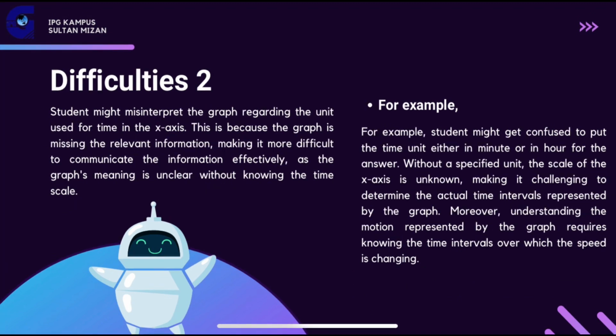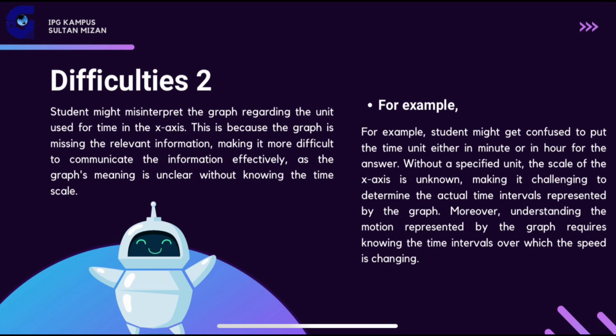Number 2, students might misinterpret the graph regarding the unit used for time on the x-axis. This is because the graph is missing the relevant information, making it more difficult to communicate the information effectively, as the graph's meaning is unclear without knowing the time scale.